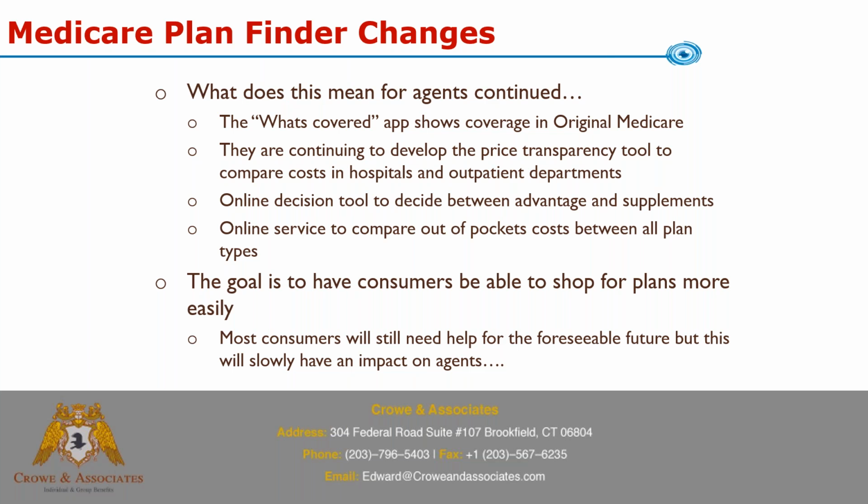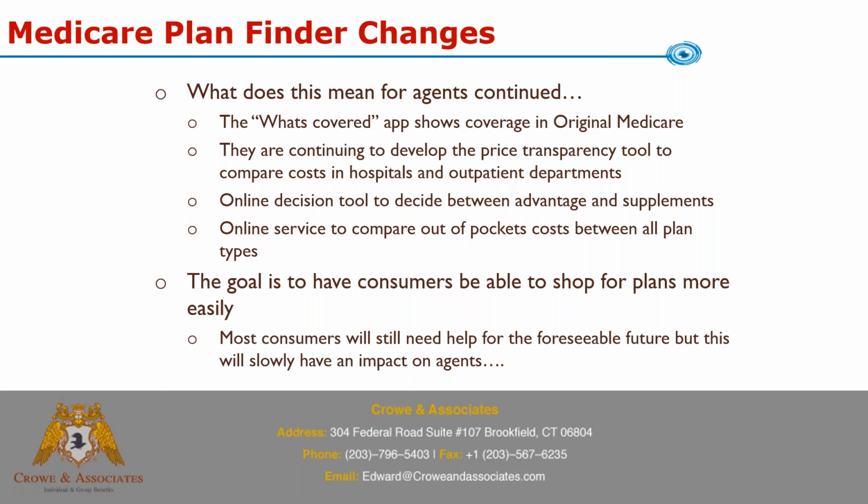The online decision tool helps them decide between an Advantage and a supplement. They have an online service now. They're ramping up to compare out-of-pocket costs between all the plans. So I think with all these tools, the goal really is to have consumers be able to shop for plans more easily on their own. Nobody said this specifically, but I think that at the end of the day, you get the consumer educated enough, get them to shop enough on their own. Perhaps maybe there's not a need for as many consumers to need people like us, to need brokers.